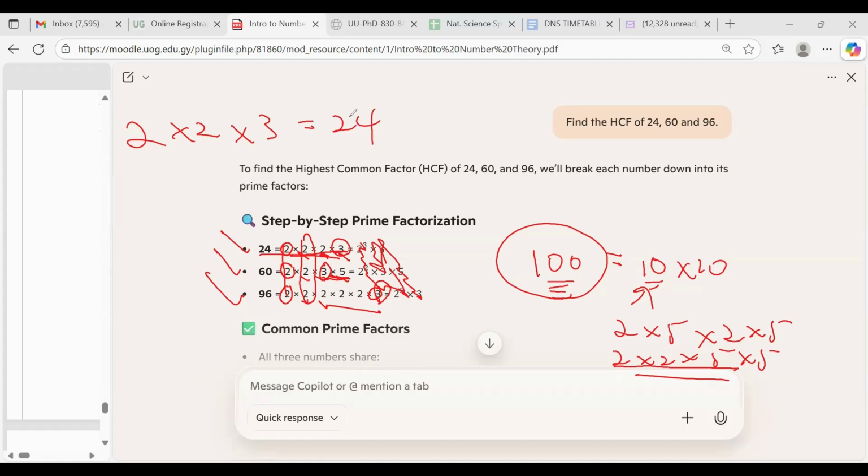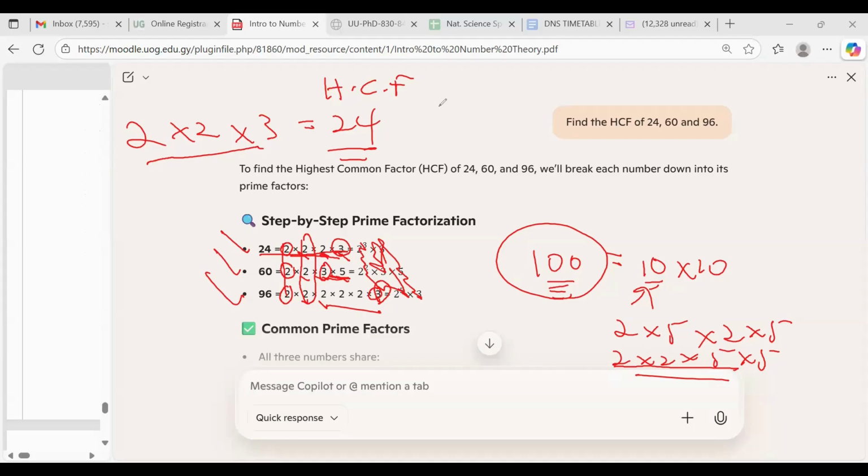So remember the steps, right? You write each number as a product of its prime factors. And after that, you look for common factors. And the common factors, you multiply them, and this here will be your HCF, right? Study the examples, right?